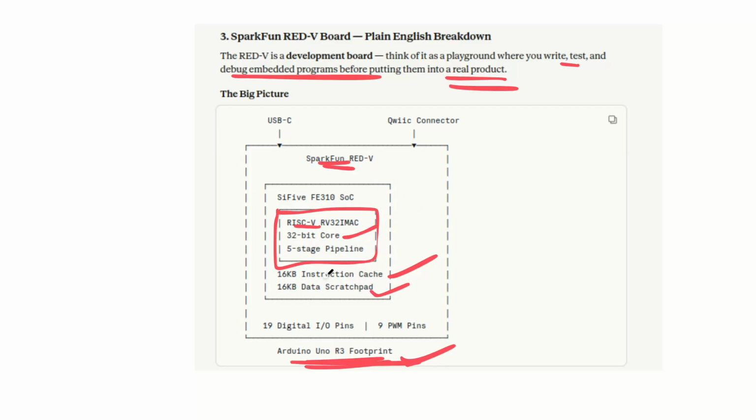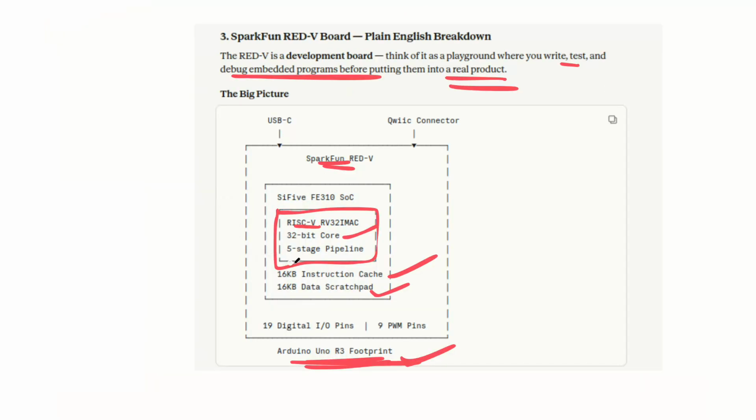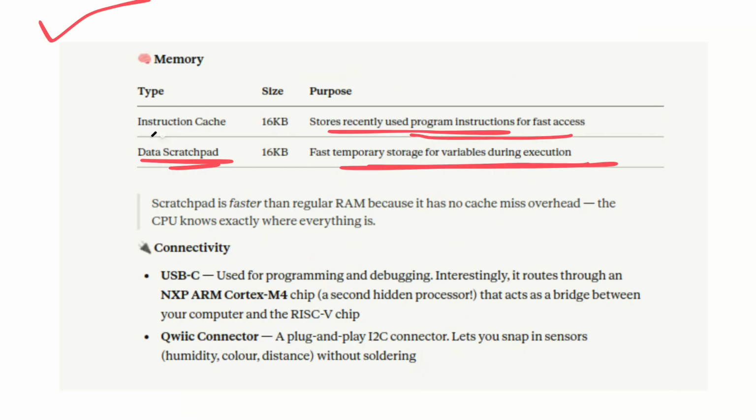Now let's see what we mean by this 16 KB instruction cache and 16 KB data scratch pad. Instruction cache means the recently used program instructions are stored for fast access. Data scratch pad is fast temporary storage for variables. Temporarily we can store the variables here in the data scratch pad, and the recently used instructions are stored in the instruction cache.